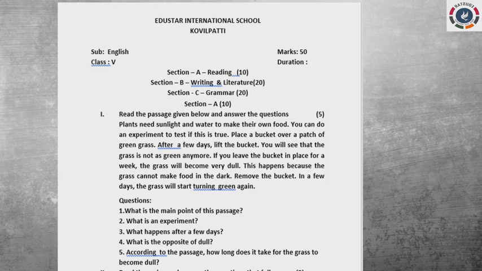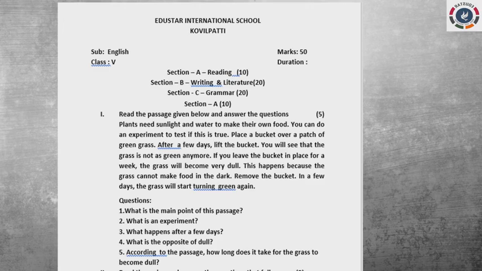Okay, first section, there are 3 sections: A, B, C. Section A, first we will see. Section A, 10 marks totally. So 2 Roman letters, each carries 5 marks. The first Roman letter is: read the passage given below and answer the questions, 5 marks.